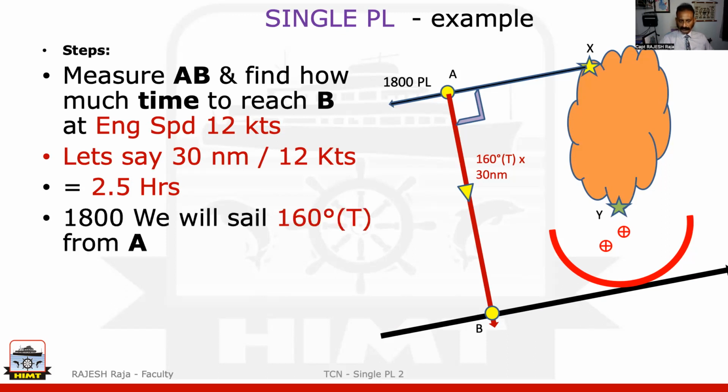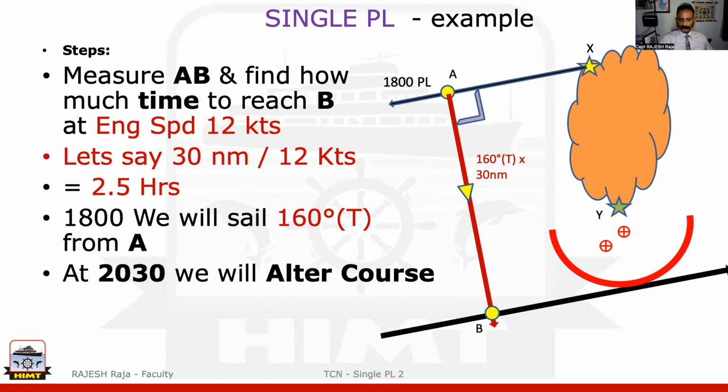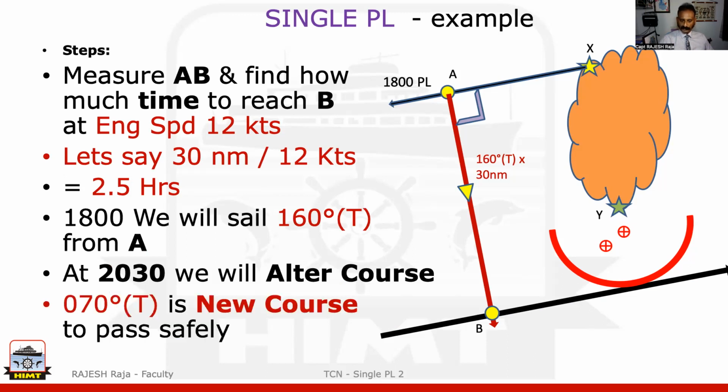So I can say I start sailing at 1800 with a course of 160, because that was the shortest distance I can do. And at 2030, I'm going to alter course. And pretty similar, we have not given you current and wind. So the new course is going to be the same line which I've transferred, which is 070.